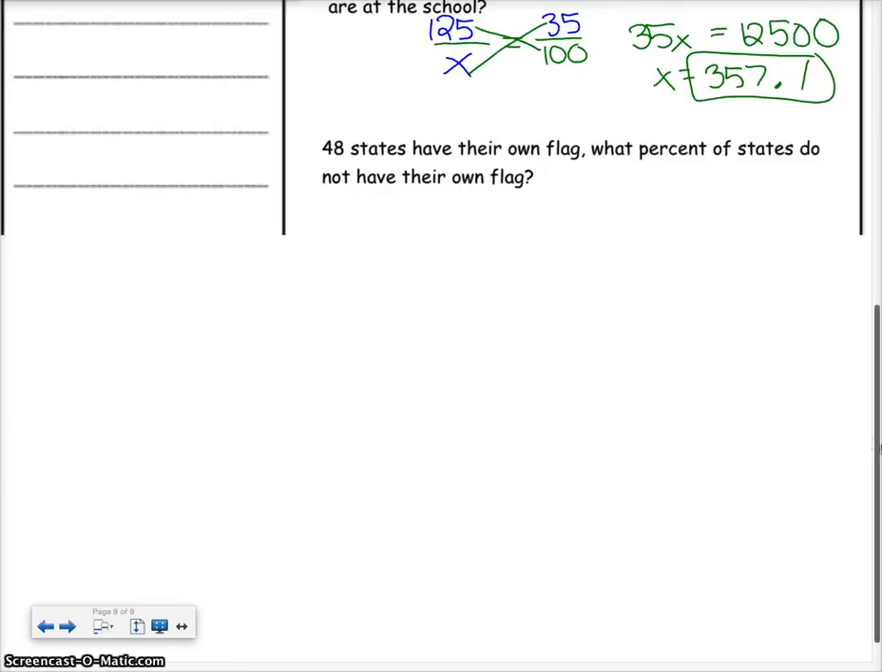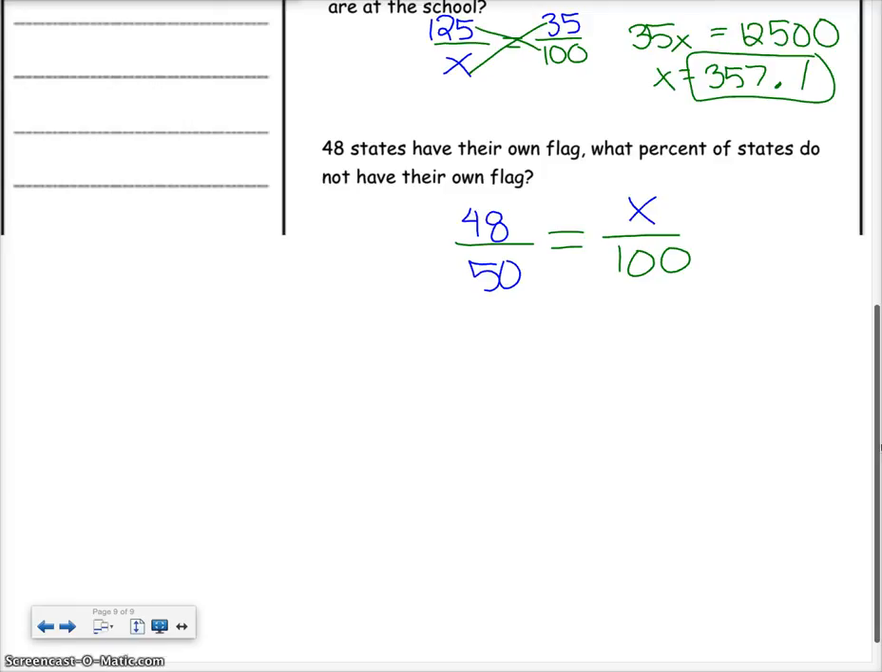There's two different ways you can handle it. 48 states have their own flag. What percent of states do not have their own flag? So really, I'm only given one number. But I do see the word percent, so that tells me I should do this. And then I don't really have the is and of, so I'm just going to use the word problem. Part is to whole as percent is to 100. So 48, what's that? Part or the whole? Part. And what's the whole? 50.